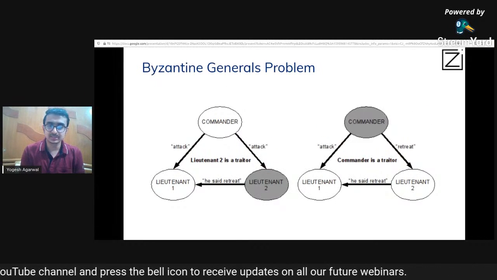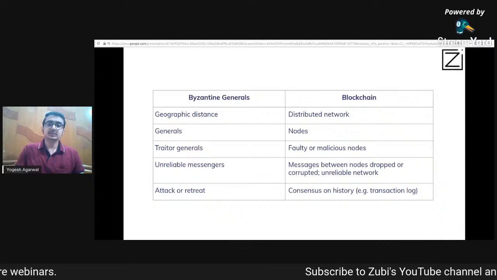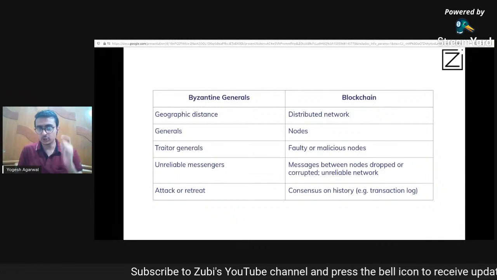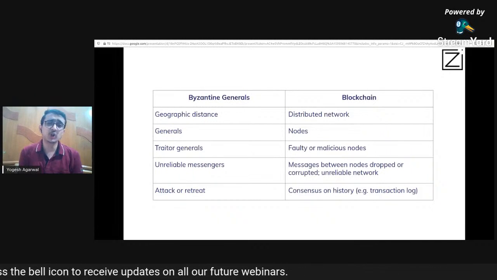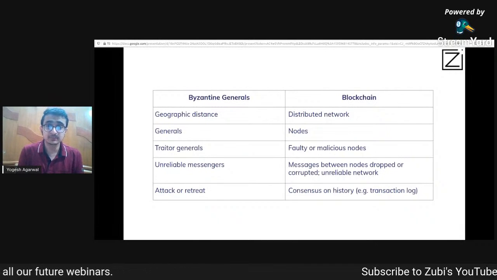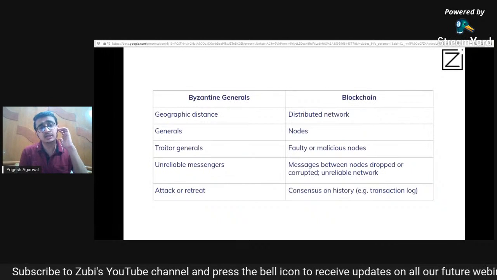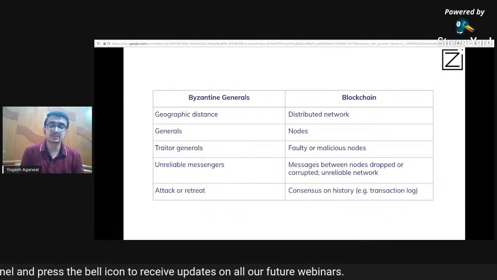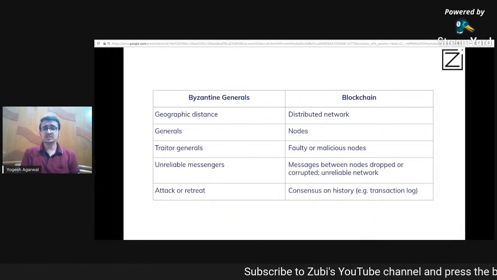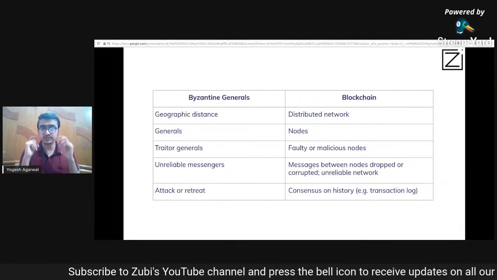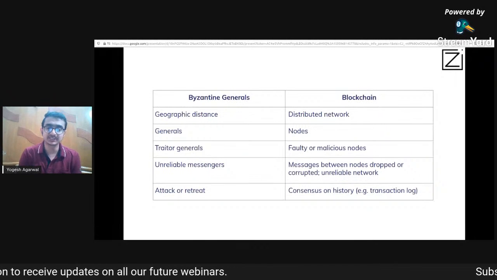So we'll see how the consensus mechanisms are solving this. So this is a general table, since we talked about the Byzantine generals problem. So how is blockchain related to that? As we talked about geographical distance, in blockchain you can refer to that as a distributed network, and in here the generals can be referred to as nodes. The traitor generals can be referred to as faulty or malicious nodes, and the unreliable messengers can be the messages between nodes that are dropped or corrupted. Attack or retreat means coming to a consensus.